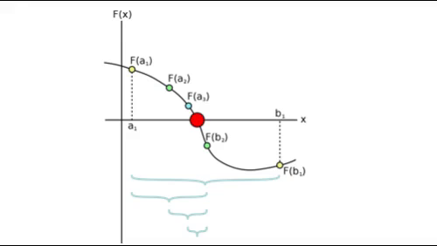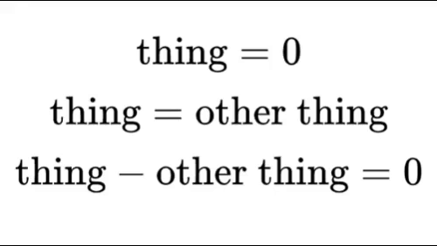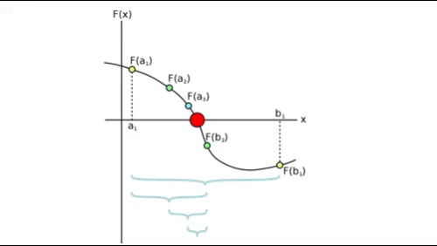Finding where an expression equals 0 works the same way. You keep shrinking an interval which is positive on one side and negative on the other, until you find the exact point where it crosses over the x-axis. This is how you solve equations with an expression on one side and a 0 on the other. But what about equations which have expressions on both sides? Just rewrite it by moving them both to one side.